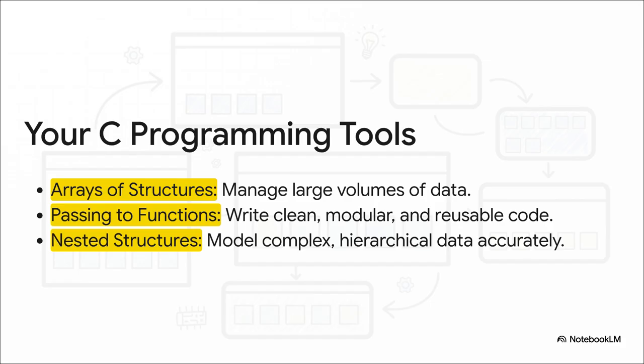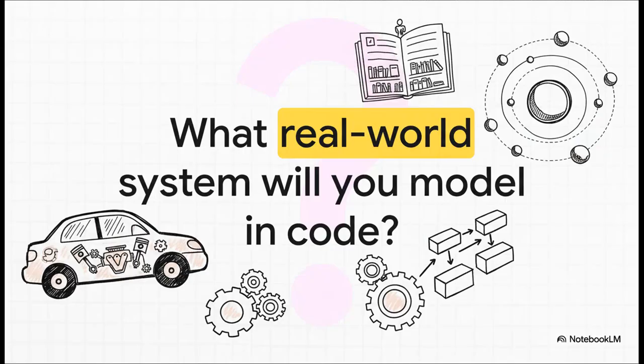The best part? You can mix and match all of these. The possibilities are huge. And this, right here, is why all of this really matters. You're not just dealing with loose numbers and characters anymore. You've got the tools to actually design and build sophisticated data systems. You could model a car with a nested structure for its engine parts, or a whole library with books and their authors. You can build entire data worlds in your code. So the real question is, what are you going to build?